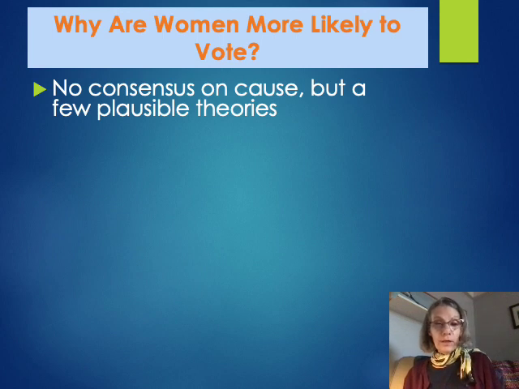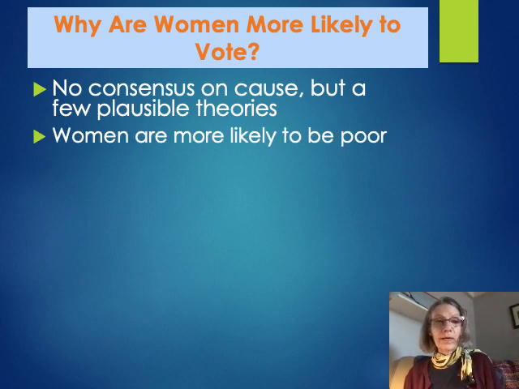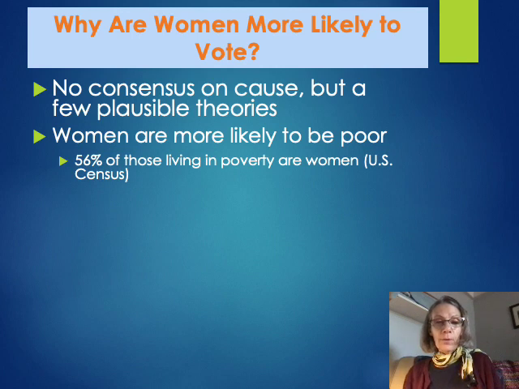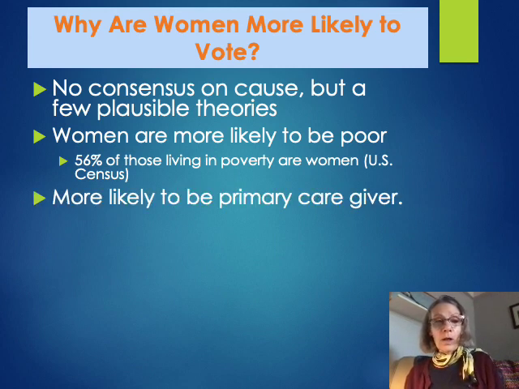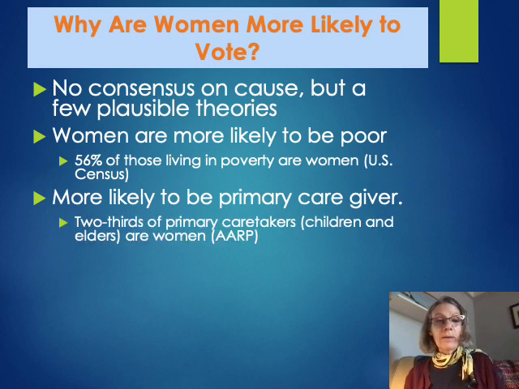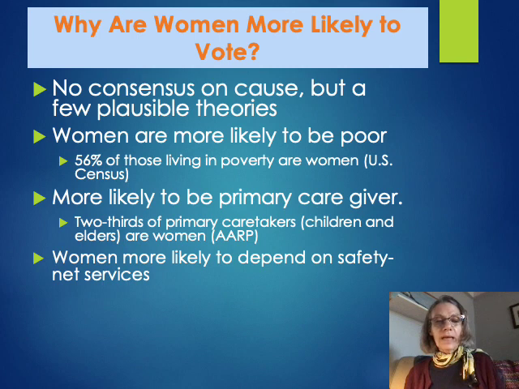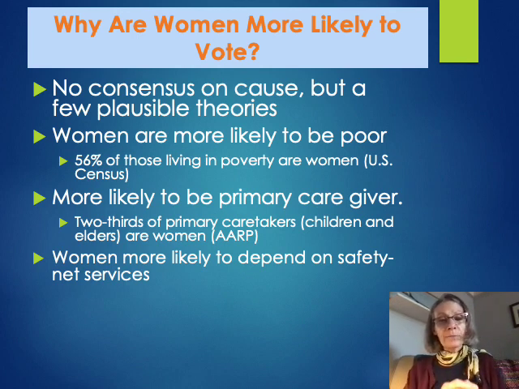Well, there's no consensus on the cause from a social science perspective, but there are a few plausible theories. So, for one, women are more likely to be poor. When you look at all the people living in poverty in the United States, 56% of those living in poverty are women. So their chances of being in poverty are higher than men. Women are also more likely to be the primary caregiver in their family. Two-thirds of primary caregivers, both for children and for elder care, are women. And so the thinking is that because women are more likely to be poor and because more women are likely to be the primary caregiver, they're more attuned to and perhaps dependent upon social safety net services.